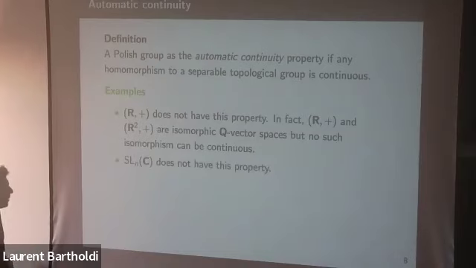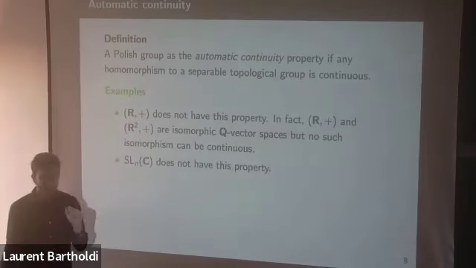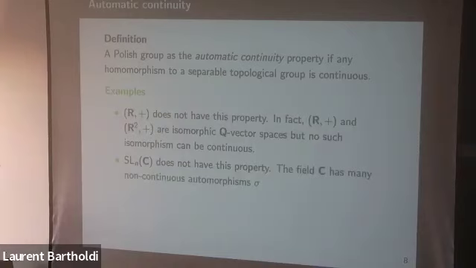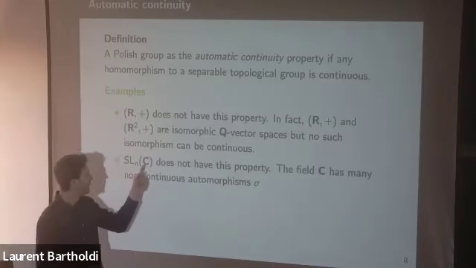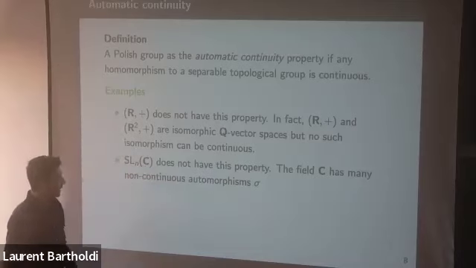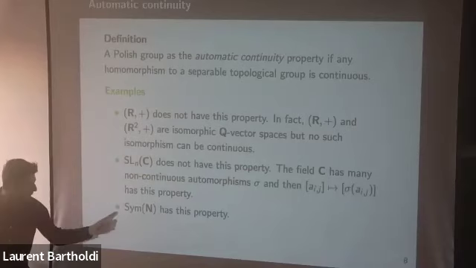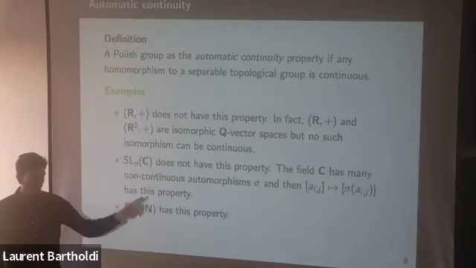Now another example. SL_n(C) does not have this property. For example, if you take an automorphism of the field C, it's not continuous. We know that the unique non-trivial continuous automorphism of the complex numbers is the conjugation, but there are other automorphisms that are not continuous. And if you take one and you apply it coordinate by coordinate, you get isomorphisms of the group which are not continuous. Okay, but for very large groups, like the group of all bijections of the integers, one has this property.